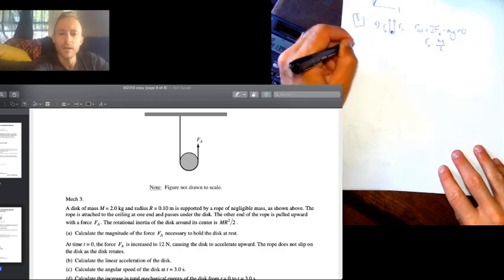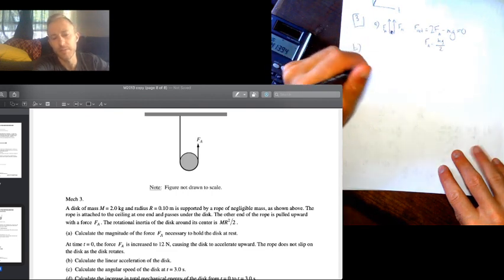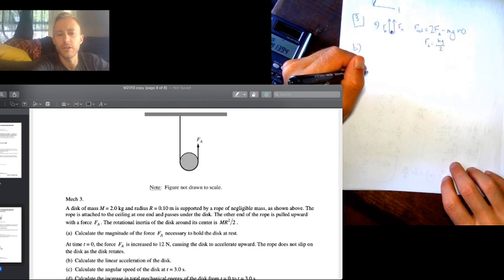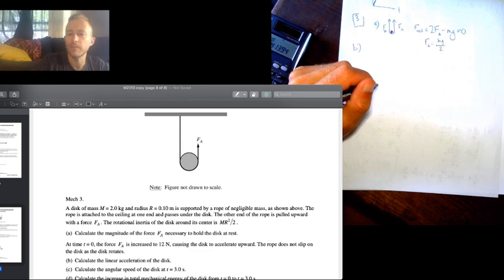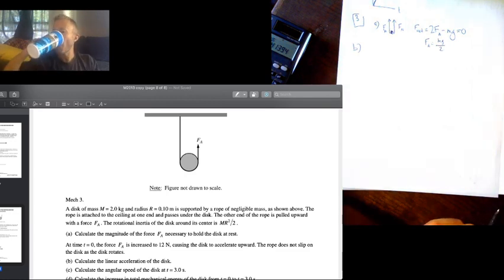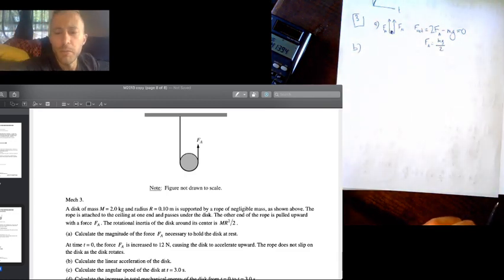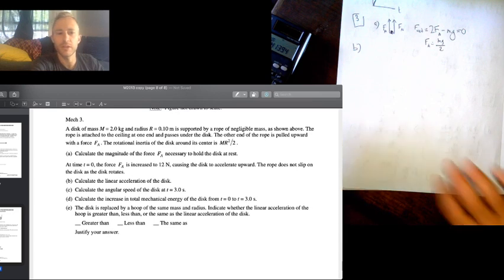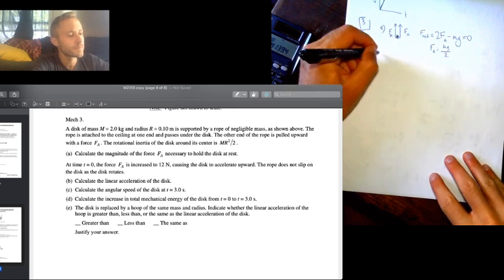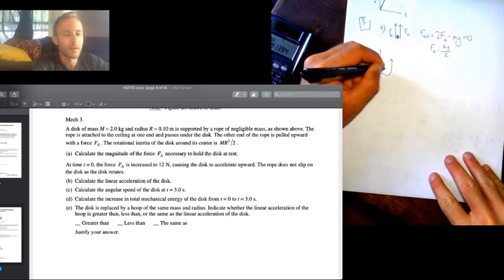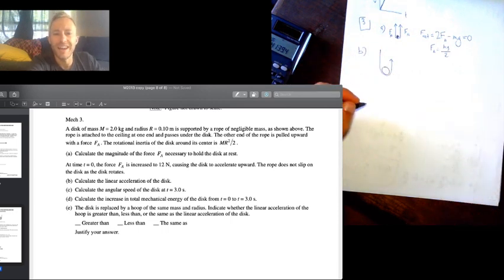All right. At time t equals 0, the force is increased to 12 newtons, causing the disc to accelerate upward. The rope does not slip on the disc as the disc rotates. Ooh, this is going to be a little bit tricky. Calculate the linear acceleration of the disc. Okay. Calculate the angular speed of the disc at t equals 3 seconds.